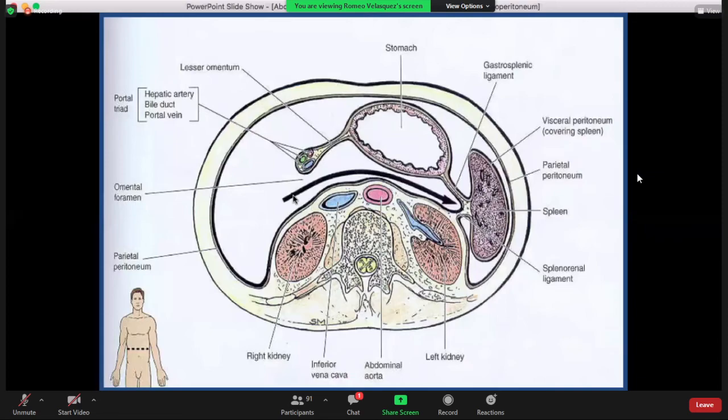Once you insert your finger in this opening, you can palpate the portal triad: the bile duct right there, coded green, the portal vein, and the hepatic artery. So that is the anatomic concept of the foramen of Winslow.